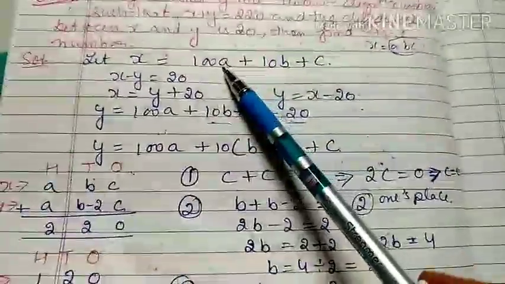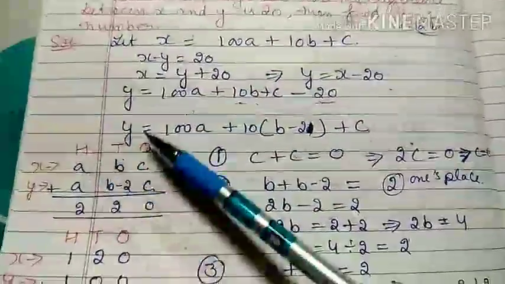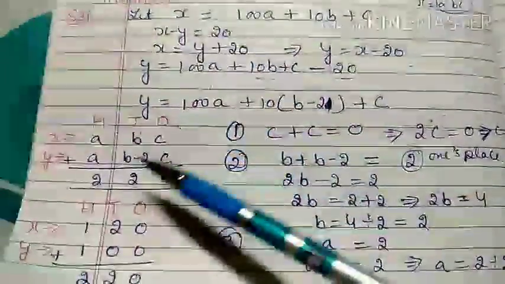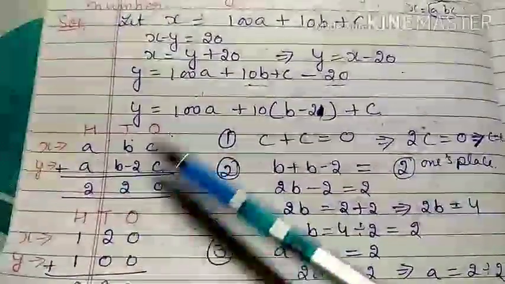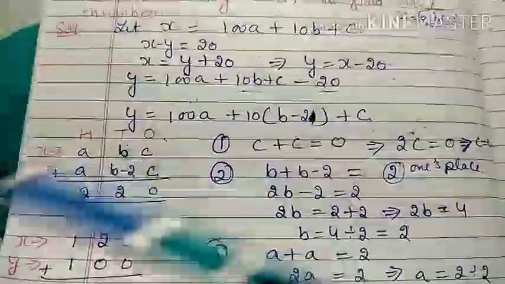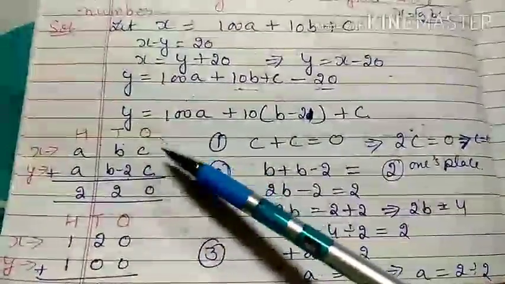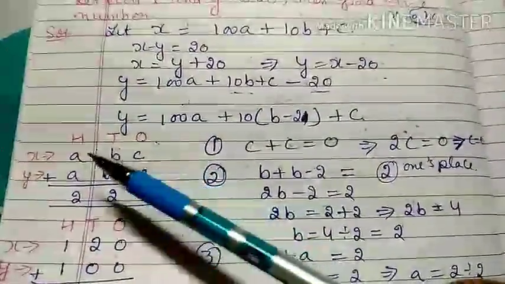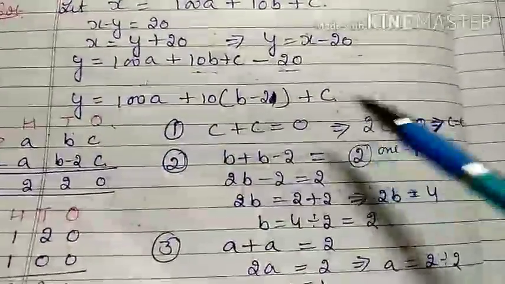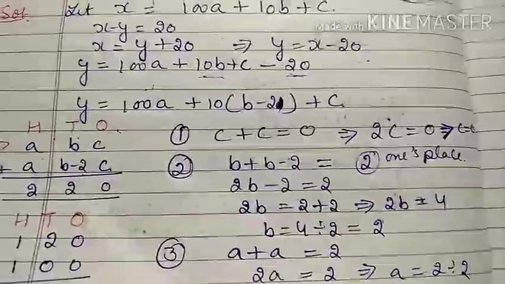Whatever their positions are, you just arrange x and y in hundreds, tens and ones positions. Your question said that if you add x and y, you will get 220. Now the next question is how we'll find the values of c, b and a. First we go with c. If we add these two c's, it gives me 0. That means my c is 0.